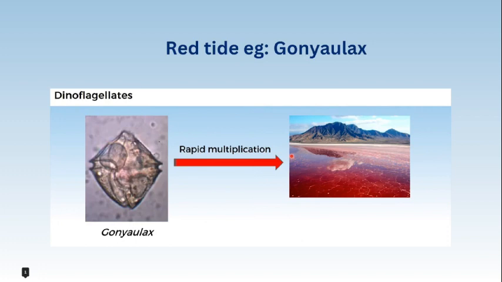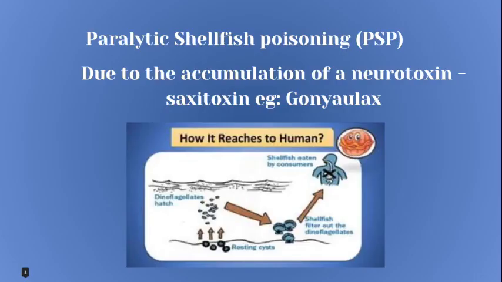Some species of dinoflagellates, like Gonyaulax species, cause a discoloration which is known as red tide. At times, they release certain neurotoxins called saxitoxin. This affects shellfishes when they feed on them. This condition is called paralytic shellfish poisoning. So this is due to the accumulation of the neurotoxin.